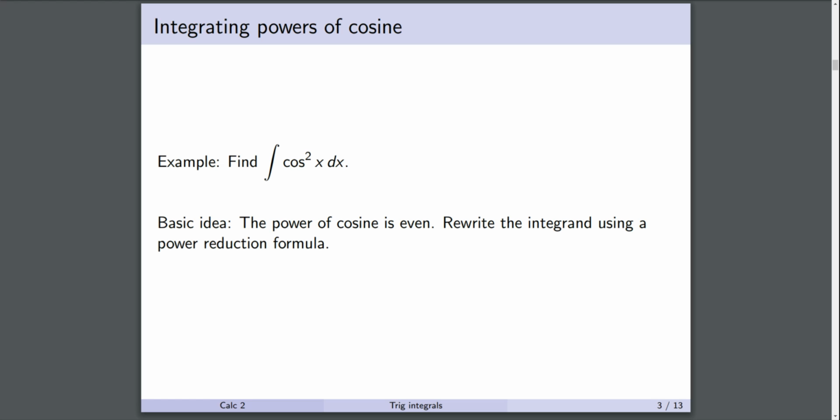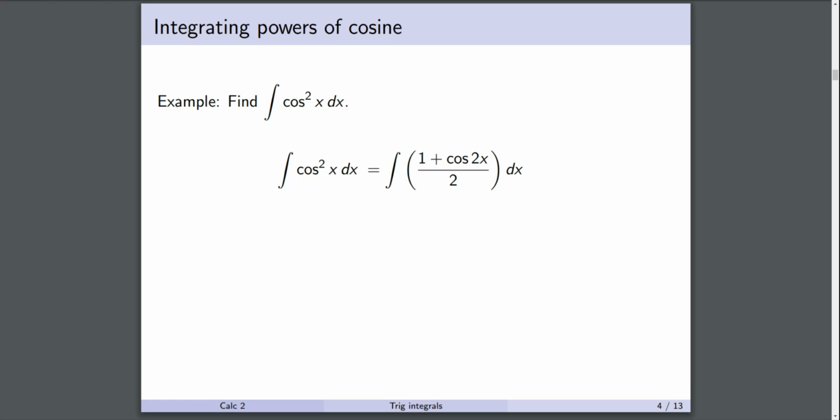So we're going to rewrite the function that we're integrating, and we're going to use the power reduction formula from the last slide. I set that up here. On the right side of this equation, I plugged in my power reduction formula, and the next step is to do a little algebra. I broke the integral up into two pieces. Now notice that both of these integrals are easy. They're things that we learned how to do in Calc 1. So the integration step looks like this.